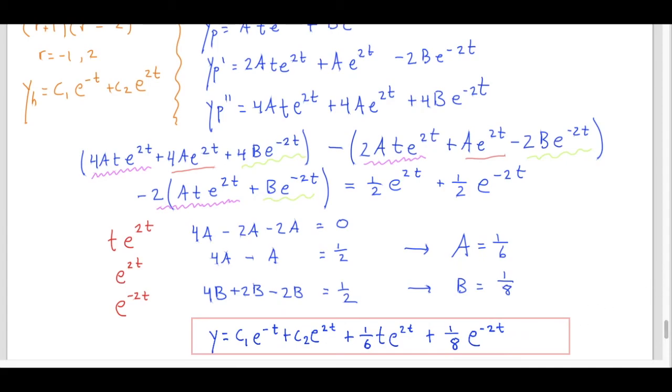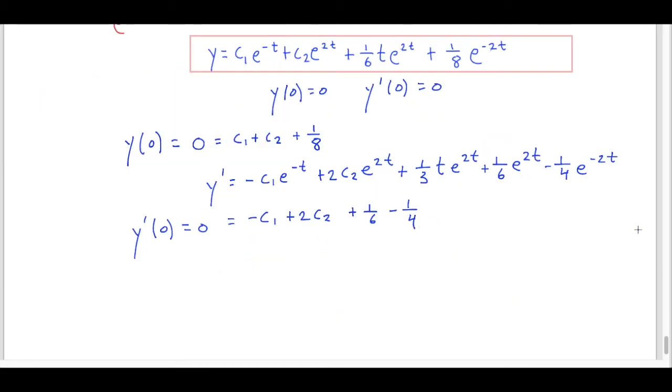But recall that we were given initial conditions in the statement of the problem. So this is not my final answer. I need to move forward and incorporate those initial conditions. Here are those initial conditions as a reminder.